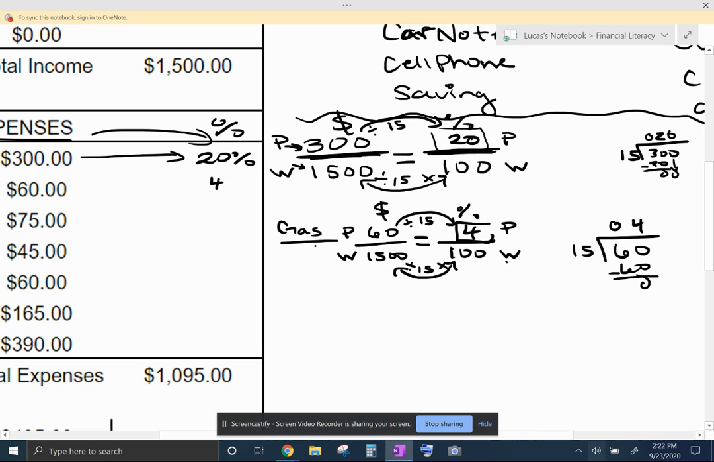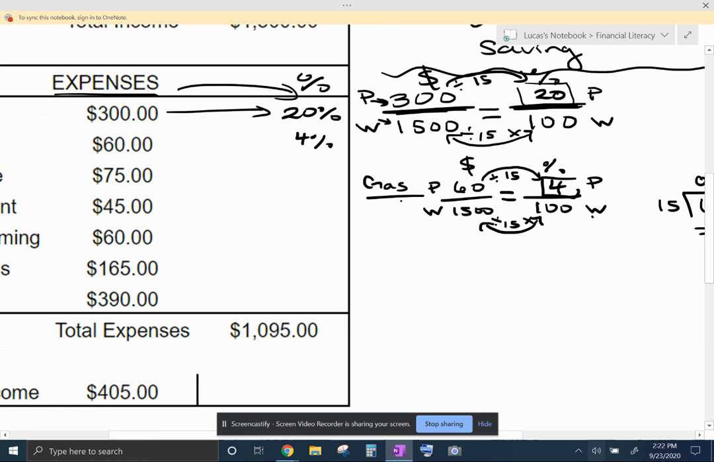So gas would be 4%. And you could keep doing this for every single one of these. So let's just go into cell phones. So cell phone is, so we'll put SP. Cell phone is $75 out of the $1,500.